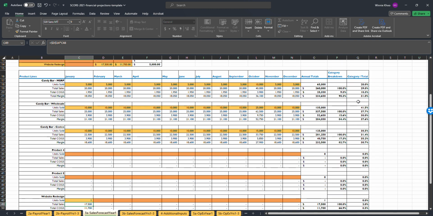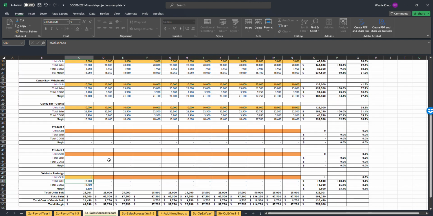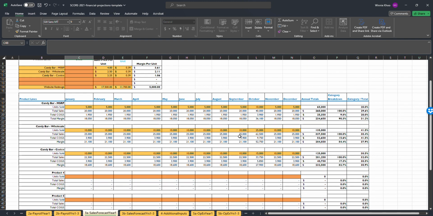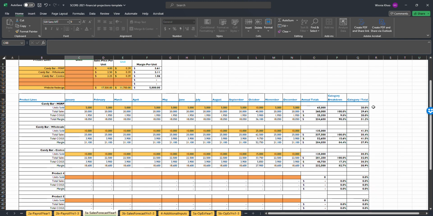So for this, just to see the breakdown of candy bars, I'm going to zero this out. For the candy bars, we can see in year one, it's a fairly even split. Here is the percentage of category by total. So we can see that MSRP and Costco are roughly 31% of sales each, and wholesale has a little bit more, or it's driving more of the margin or profitability. It's about 38%.